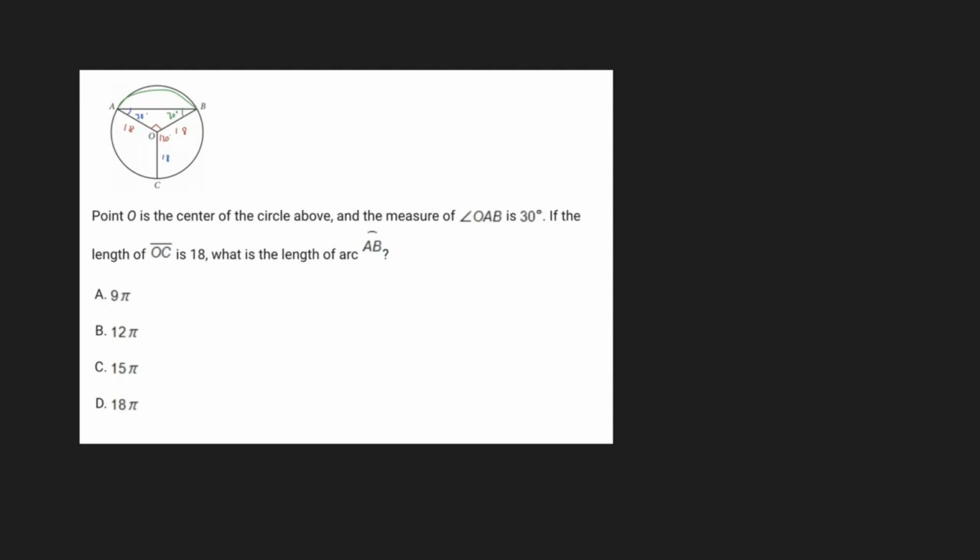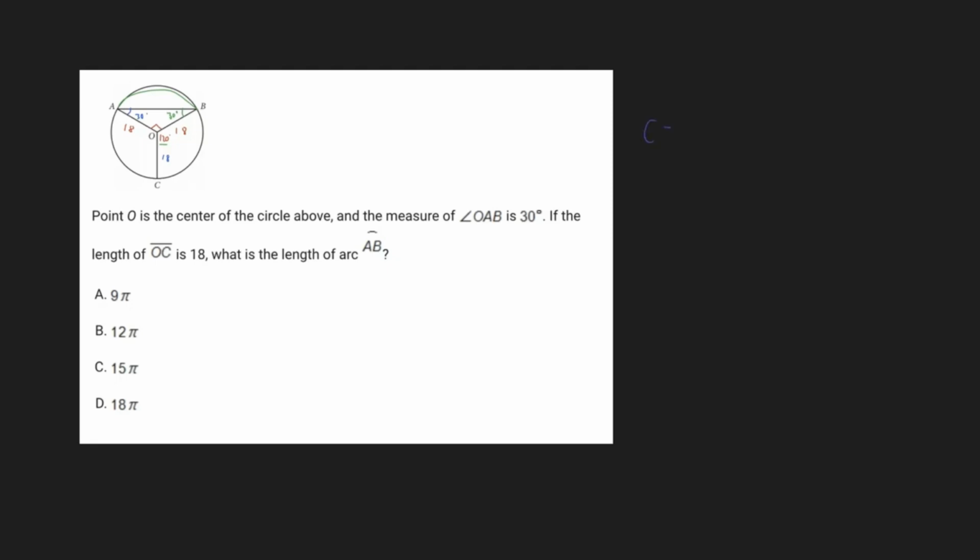Well, here's the thing. We know that AOB, the 120 degrees right here, is the inscribed angle of the arc of AB. So technically speaking, the measure of the arc is 120 degrees. However, we want to express it in radians first off, and also it'll be based on the circumference of the circle, right? So first off, let's just find the circumference of the circle.